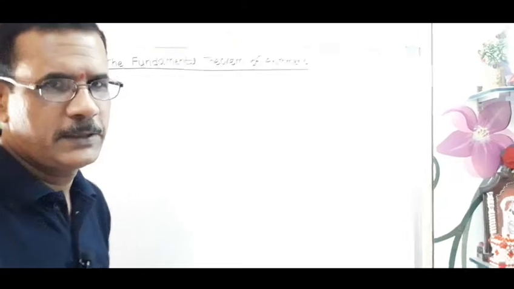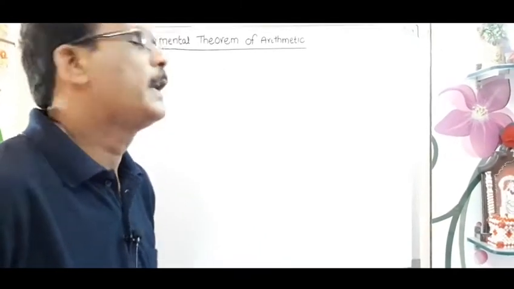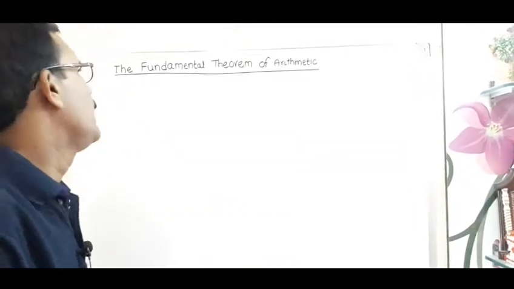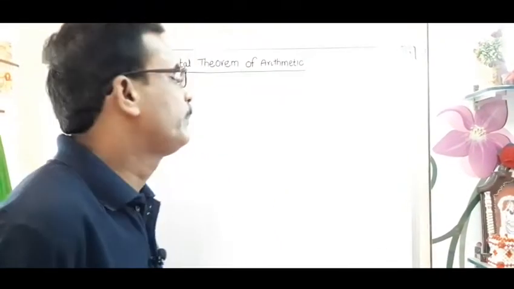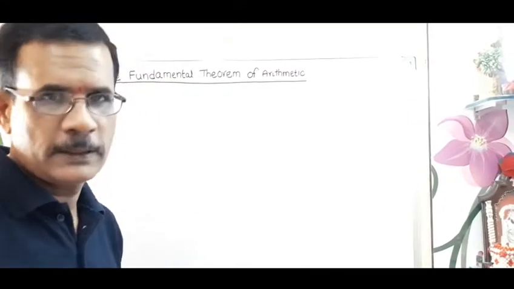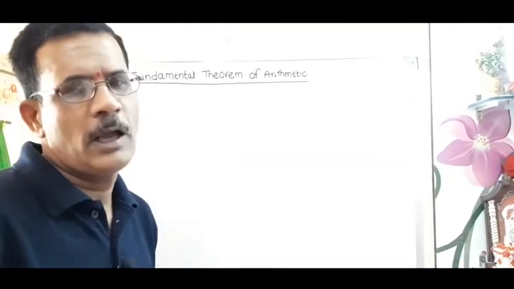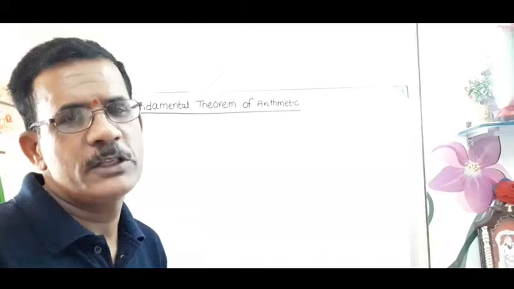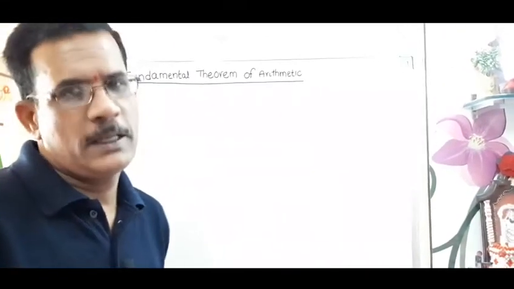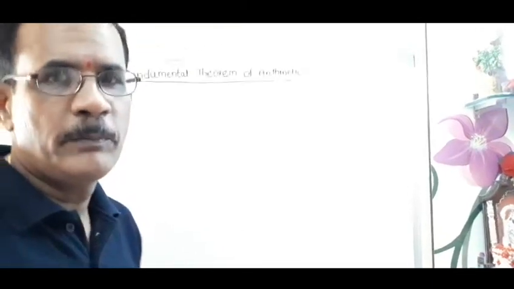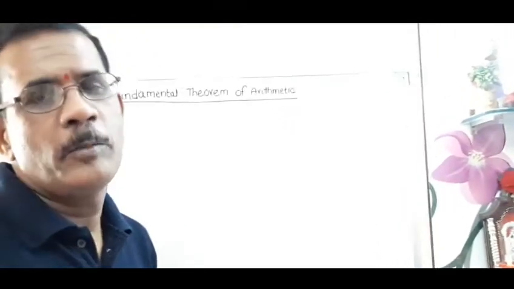First, let us see the definition of the fundamental theorem of arithmetic. Every composite number can be expressed as a product of its primes. This factorization is unique apart from the order in which they occur. This is the fundamental theorem of arithmetic.